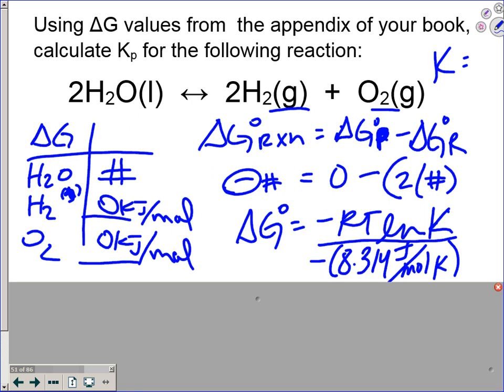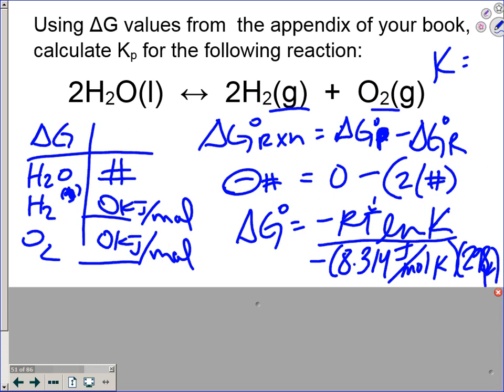So if this was in kilojoules, I'd need to do what with this? Convert it to joules. So how many joules are in a kilojoule? 1,000, so it'd be 1,000 times greater, right? What would be the T here? 298, because that's what standard conditions of temperature are. And then once I divide by that on both sides, I have ln of K is equal to big number.